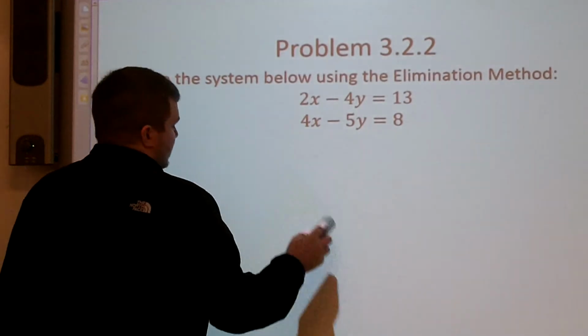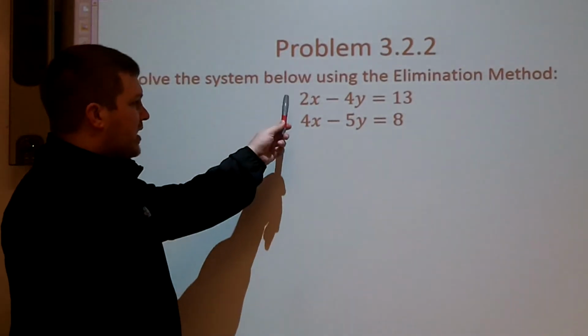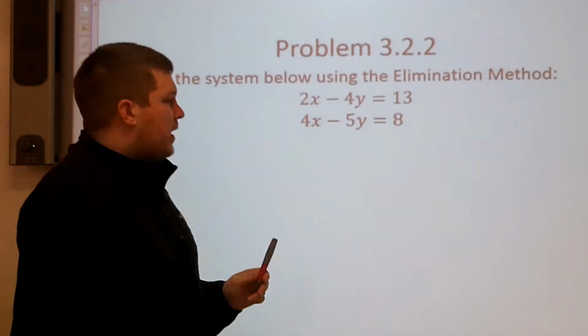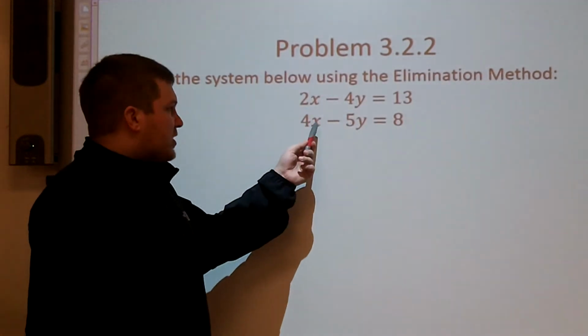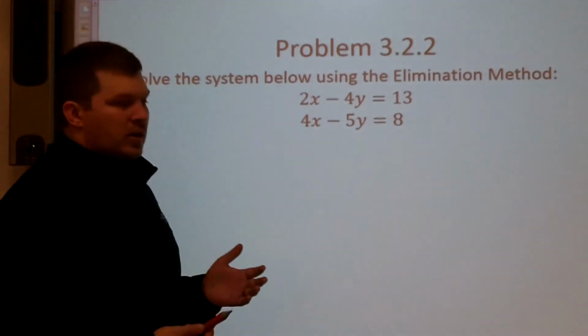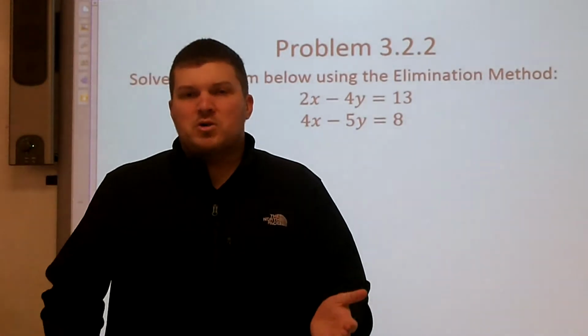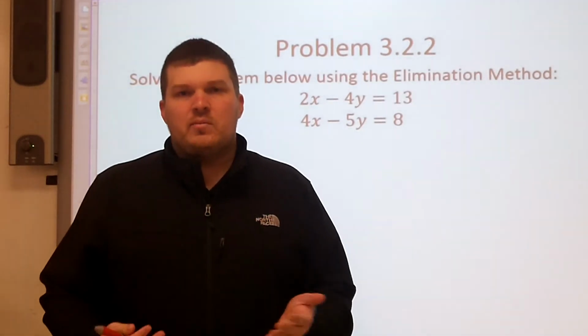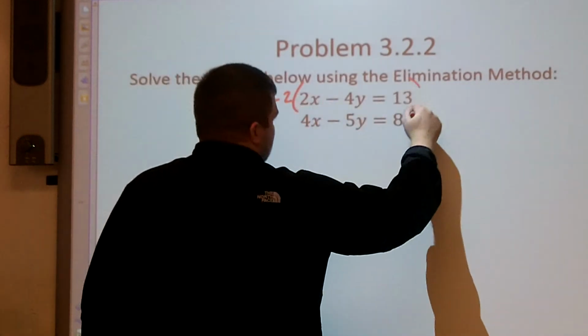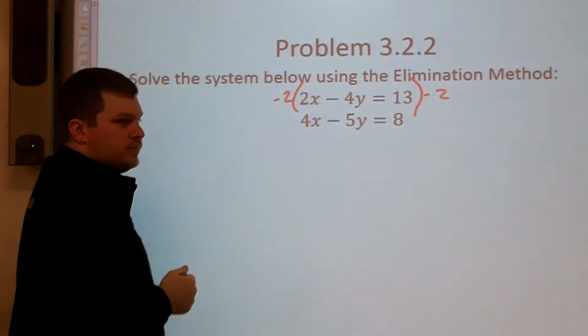So instead, what I need to do, since I'm trying to eliminate the x's, is make these x's additive inverses of each other. Well, I already have positive 4x, so I want the top equation to have a negative 4x. The easiest way to accomplish that is to multiply the entire top equation by -2. So that's what I'm going to do.